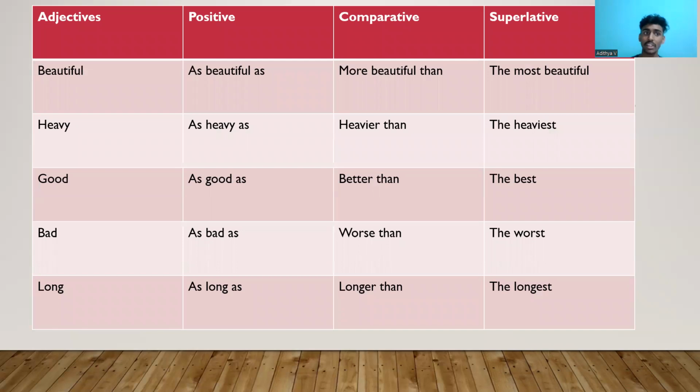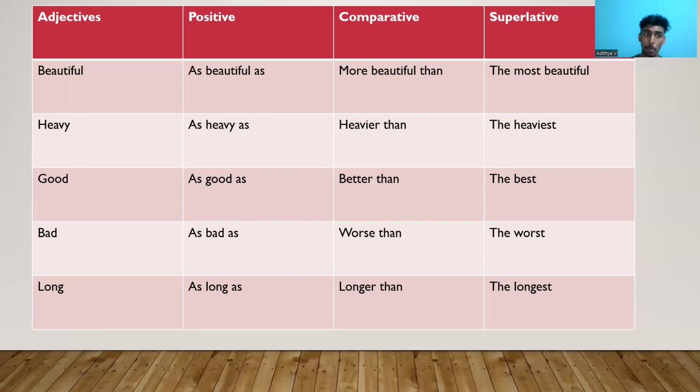If we consider the adjective beautiful, it is written as beautiful as in positive, more beautiful than in comparative, the most beautiful in superlative. If we consider the adjective heavy, it is written as heavy as in positive, heavier than in comparative, the heaviest in superlative. If we take the adjective good, it is written as good as in positive, better than in comparative, the best in the superlative.